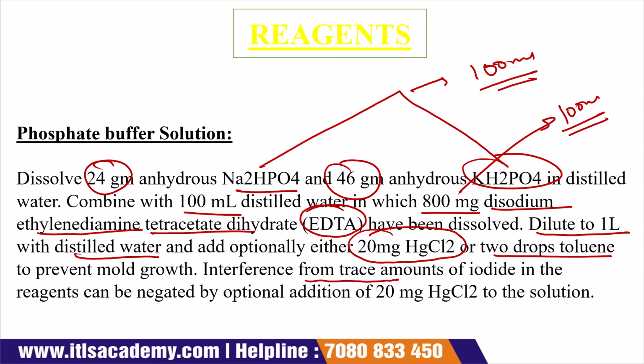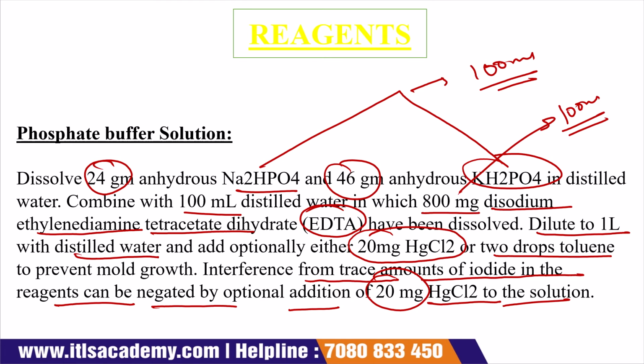Interference from the trace amount of iodide in the reagent can be negated by the optional addition of 20 milligram of HgCl2 to the solution. So this is optional. If you add it, it will prevent the growth of microorganisms. Here, only for the preparation of the phosphate buffer, we require these things.